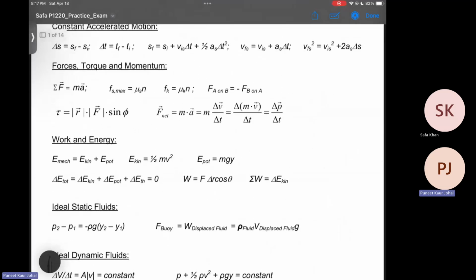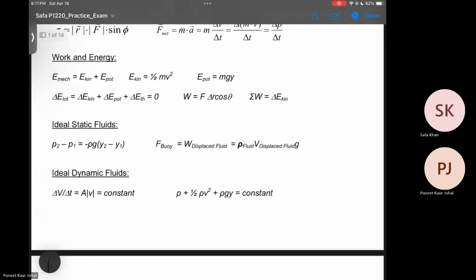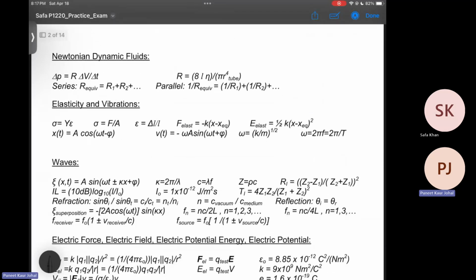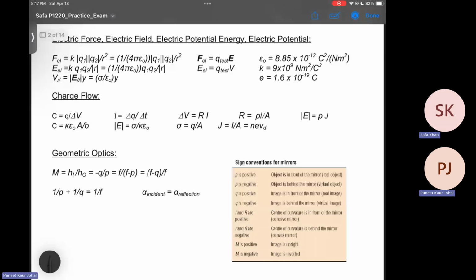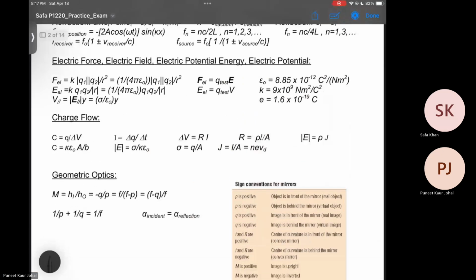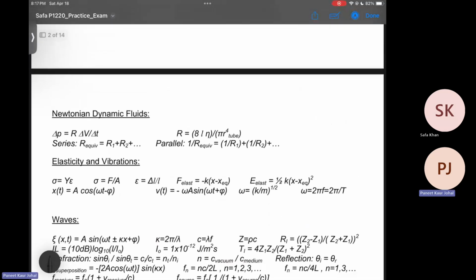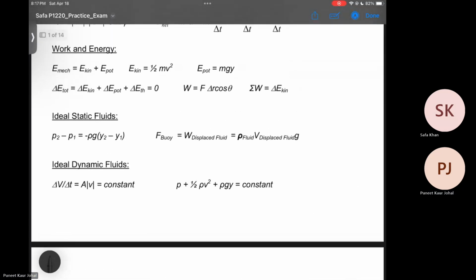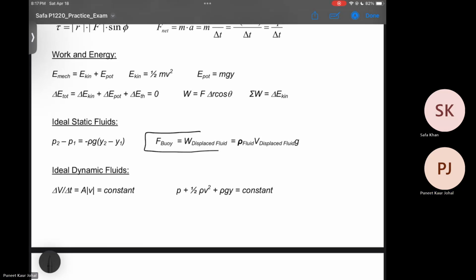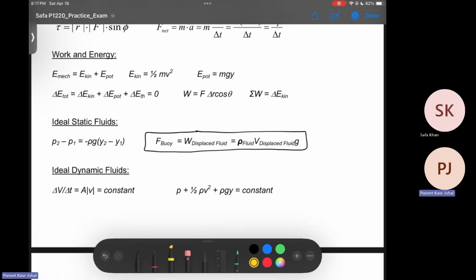Fluid dynamics. The buoyant force formula should be here. They do have it there. Great. So the buoyant force is the weight of the displaced liquid. This is very important. The most important part that you have to take care of in this formula is this volume.